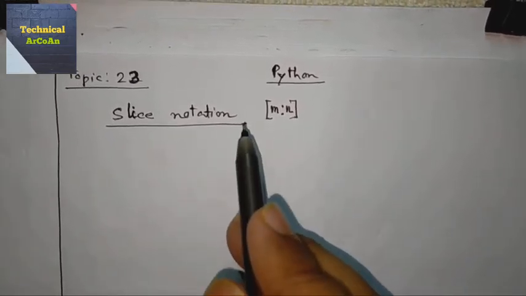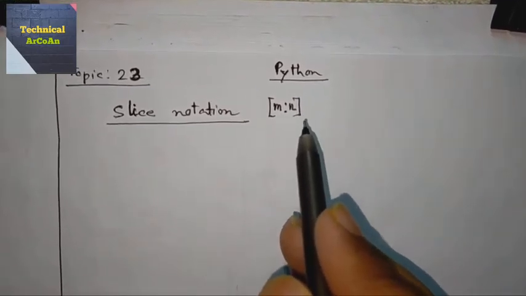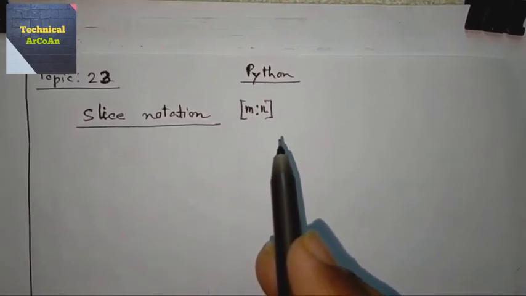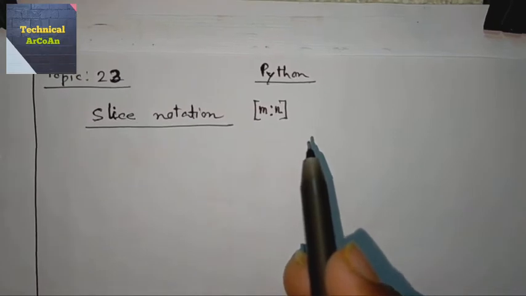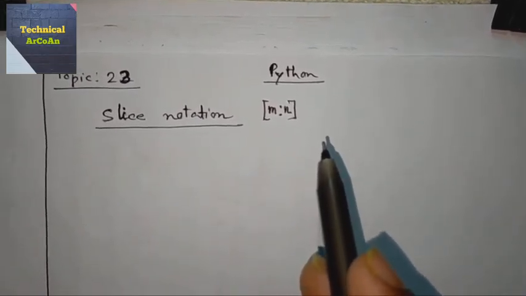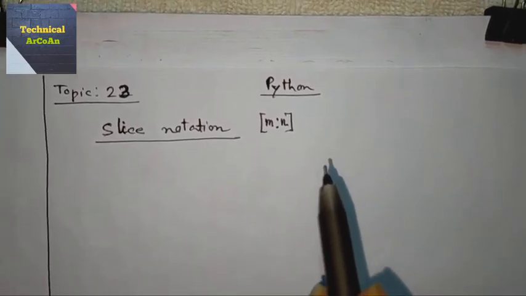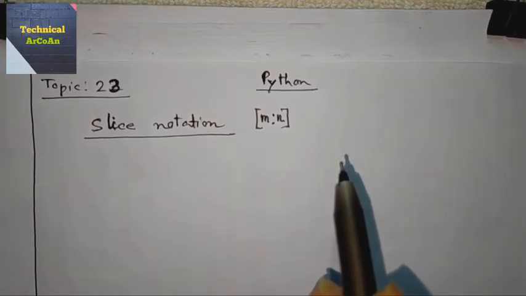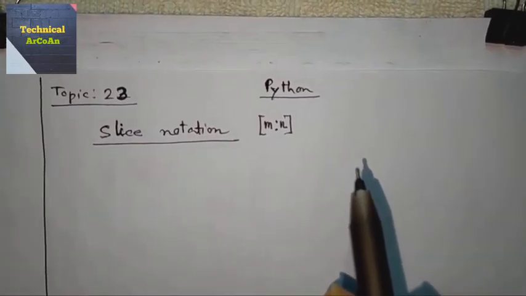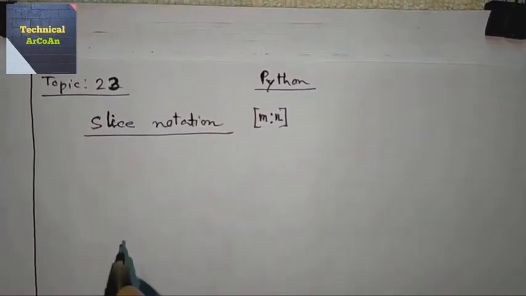The slice notation within square brackets, m colon n, returns the part of the string from the mth character to the nth character, including the first but excluding the last. It means if we omit the second index, the slice goes to the end of the string. There is no index out of range exception for a slice. Okay. So go for an example.